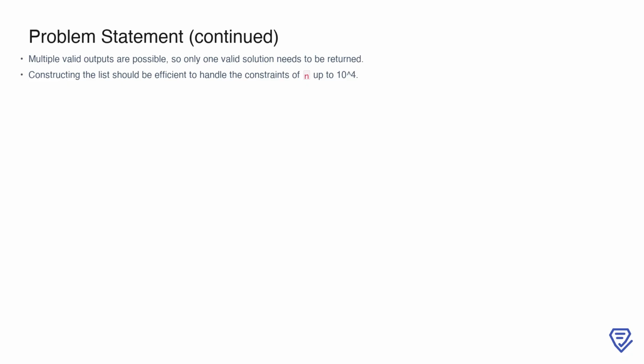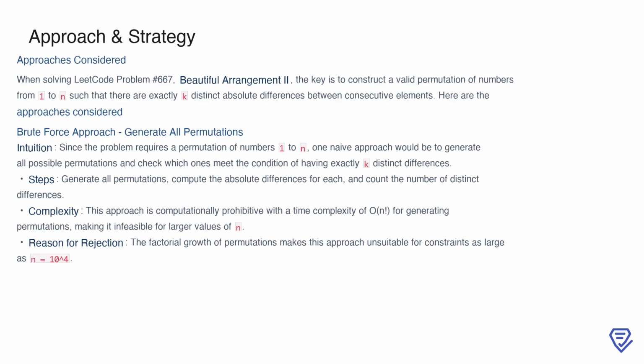When solving LeetCode problem number 667, Beautiful Arrangement 2, the main challenge lies in creating a valid permutation of numbers from 1 to n such that there are exactly k distinct absolute differences between consecutive elements. One of the first approaches we might consider is the brute force method, where we generate all possible permutations of numbers from 1 to n and evaluate each one to see if it meets the condition of having exactly k distinct differences. This involves calculating the absolute differences between consecutive elements, counting the distinct values, and checking for the desired k. However, while this approach is straightforward to conceptualize, its computational complexity is a major drawback.